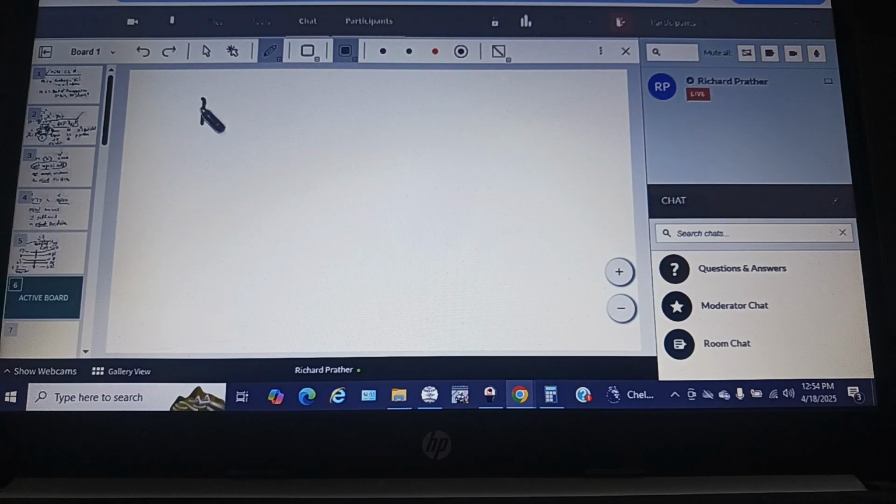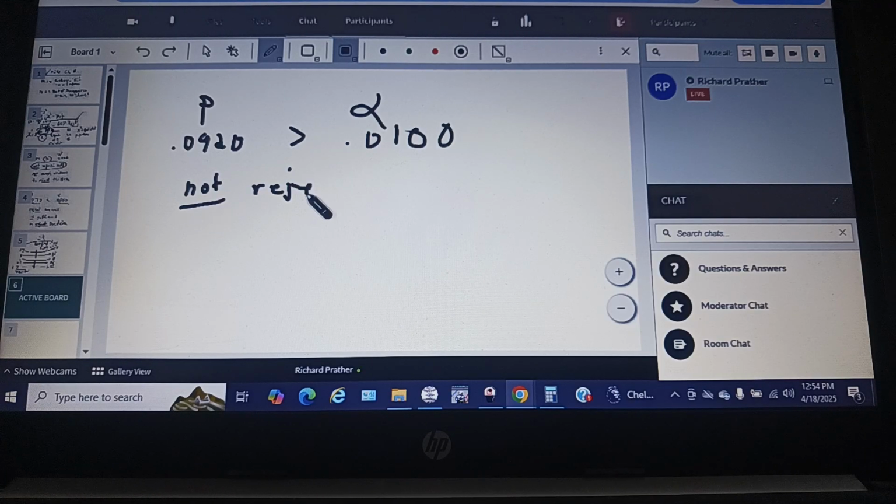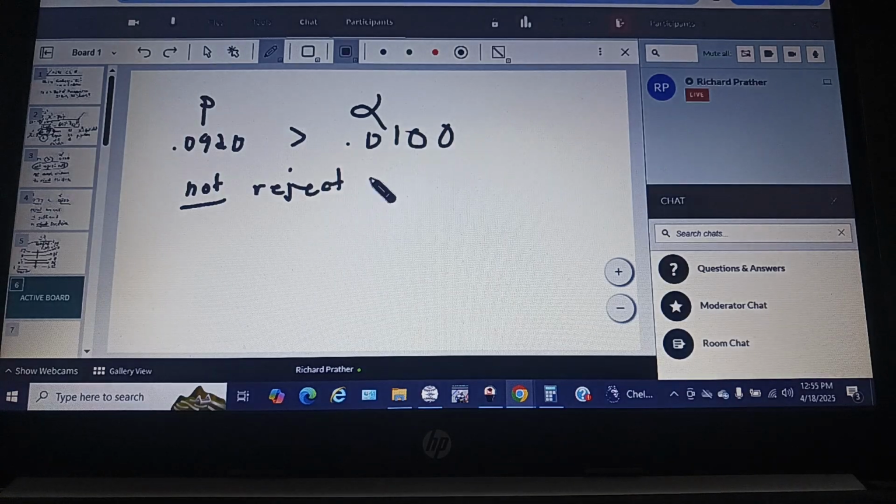So the p-value method, you do 0.920 and compare that to the 0.01 alpha. It's greater, so do not reject the null. There's not enough evidence. There's not sufficient evidence to support or reject the claim. I didn't check where the claim was.